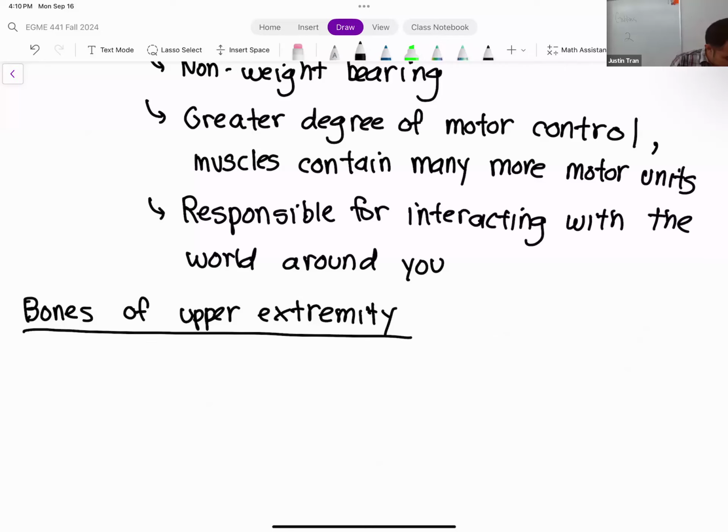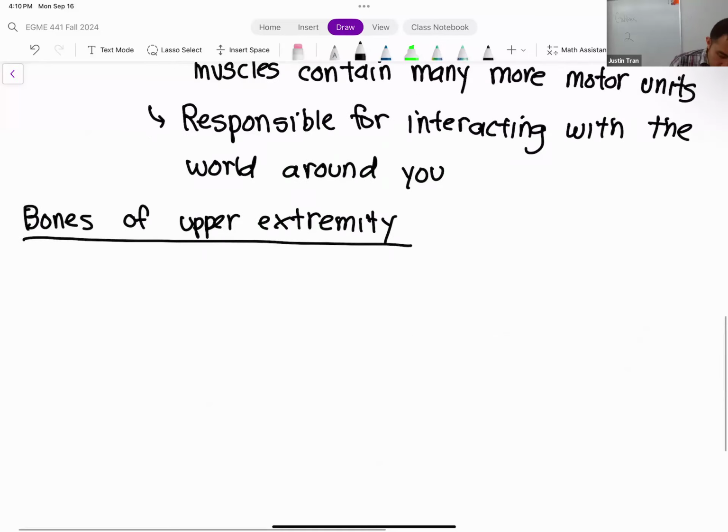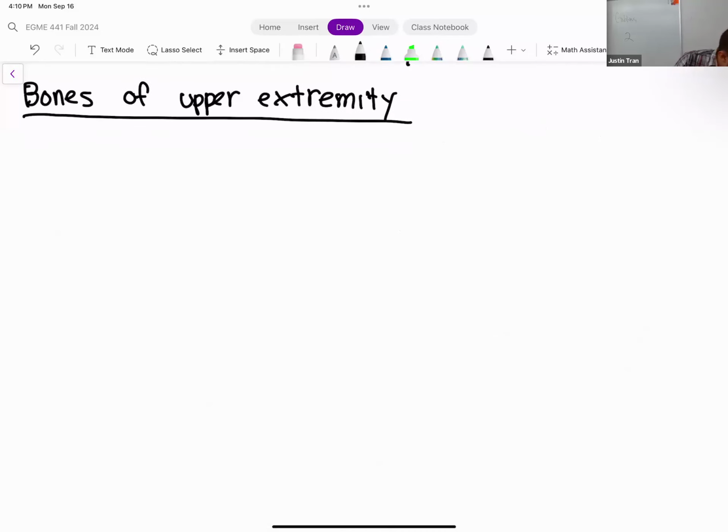Okay, so let's quickly review the bones of the upper extremity. There are eight bones to note here. The most central bone, I would say, is the humerus, which is your upper arm bone. So let's start with that.